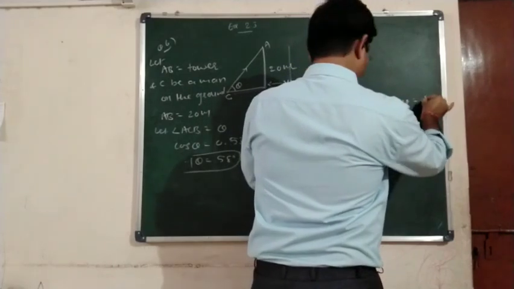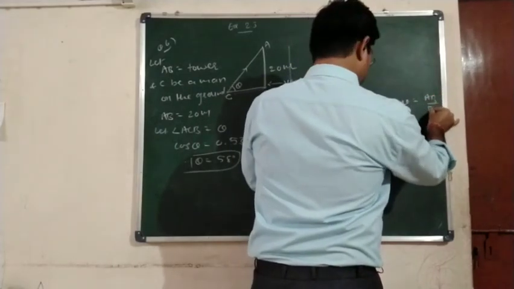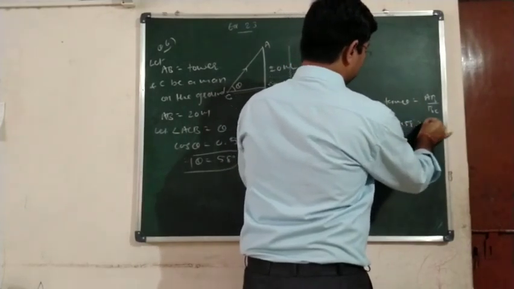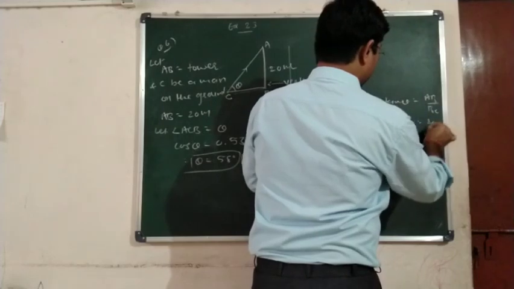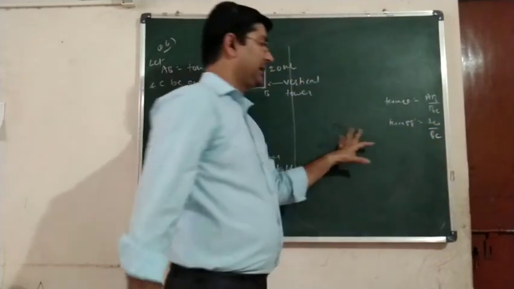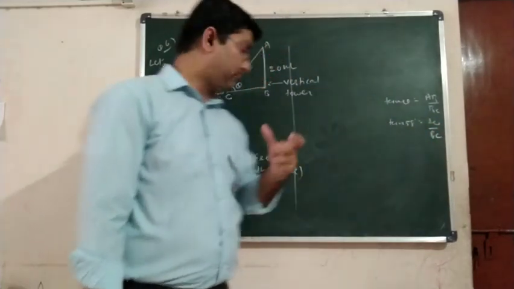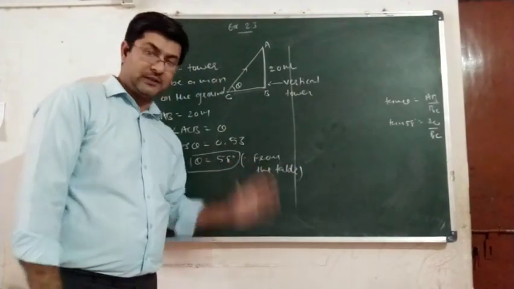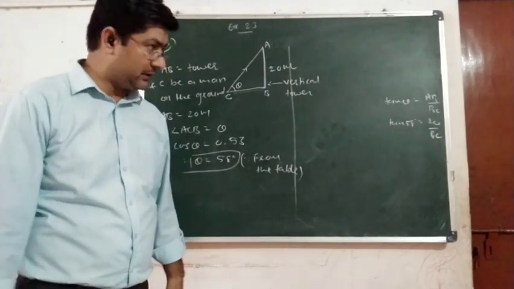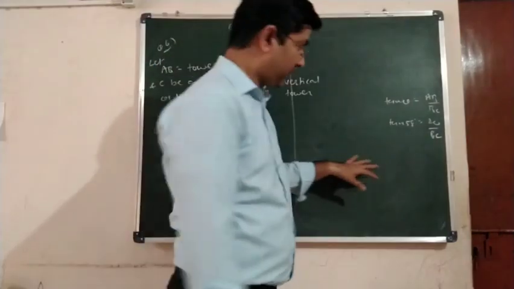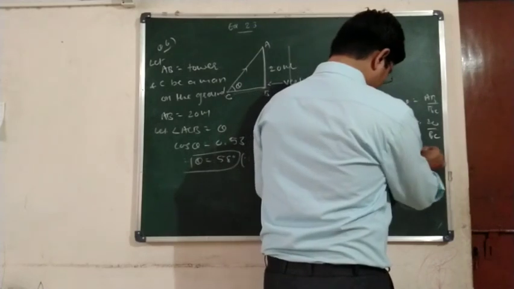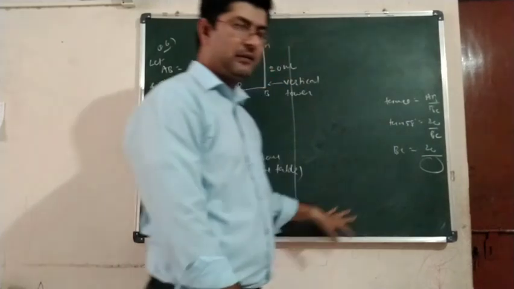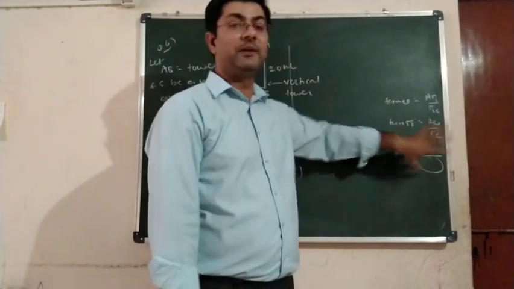Tan theta, when you put the values, you will get AB upon BC. And the value of tan 58 will be a decimal value, 0 point something in 4 decimal places. So if you put that value, what will happen? BC is equal to 20 upon some decimal number. So it would be difficult to simplify this.